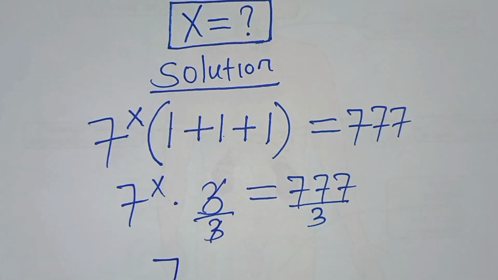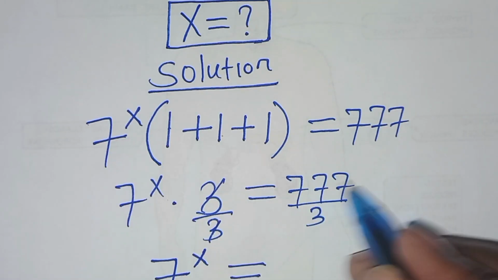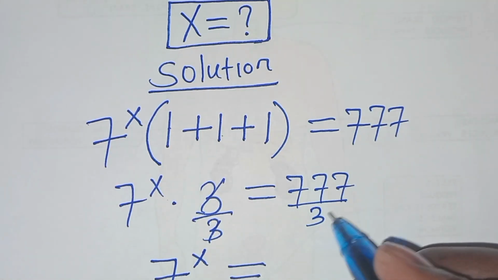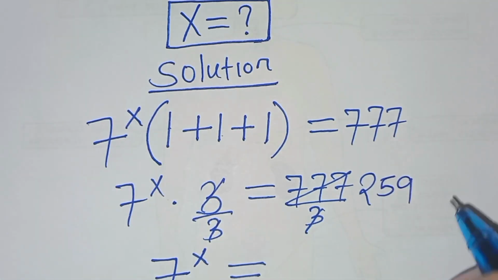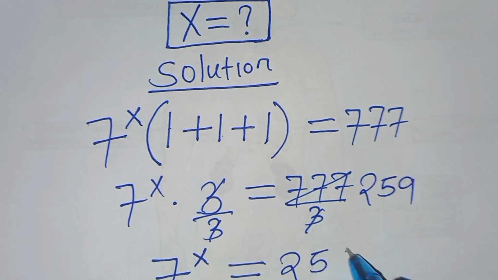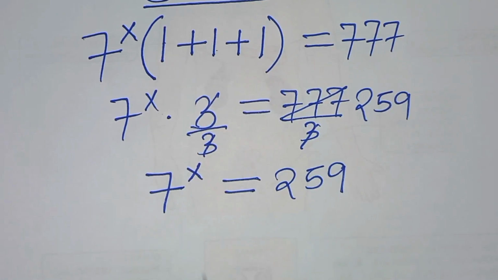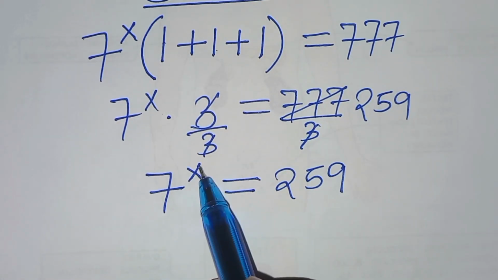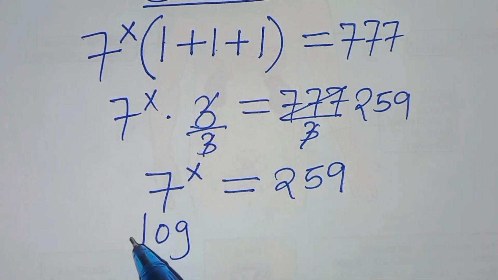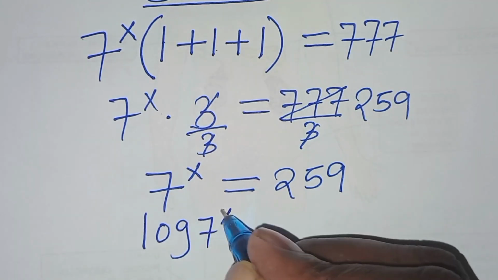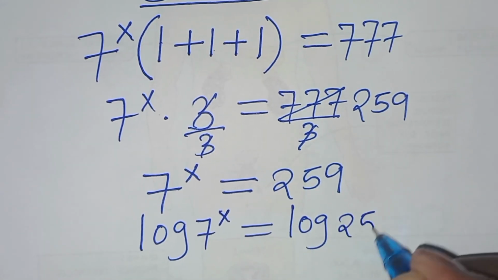So the next step here, let's divide both sides by 3. So here we have 7 to the power x equal to 777 divided by 3, and this is 259. So we have 7 to the power x equals 259. The next step to solve for x is to introduce logarithm on both sides. We have log 7 to the power x equal to log 259.